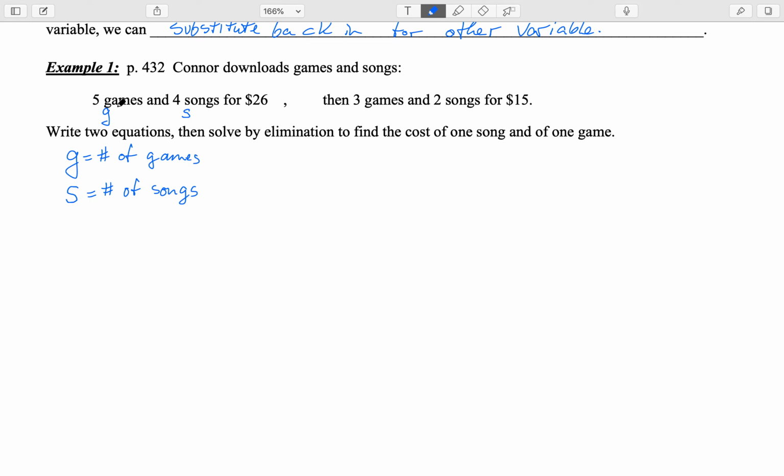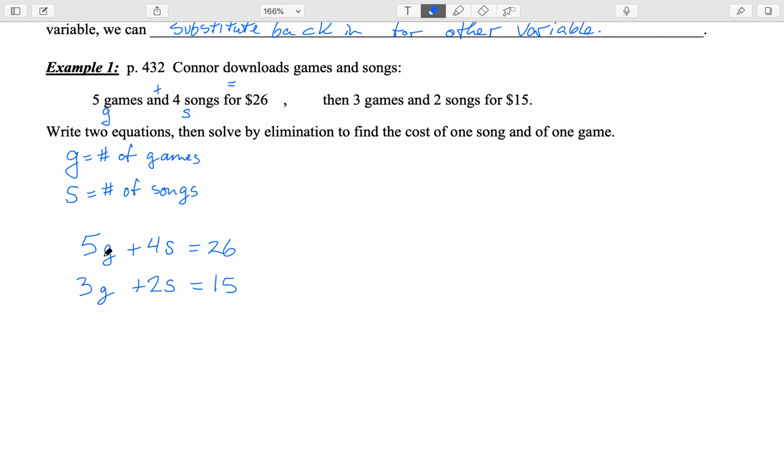So I've got 5 games, and that means plus 4 songs, and this is the total of $26. I know that's an equals, so here we go. 5 G's plus 4 S's is equal to 26. That's one equation. Here's another one. Same thing. 3 G's, 2 S's, 15. Okay. 3 G's plus 2 S's is equal to $15.